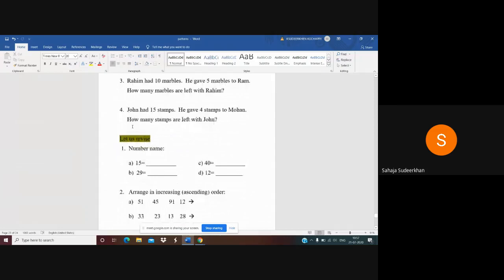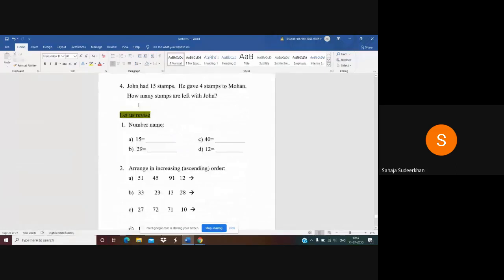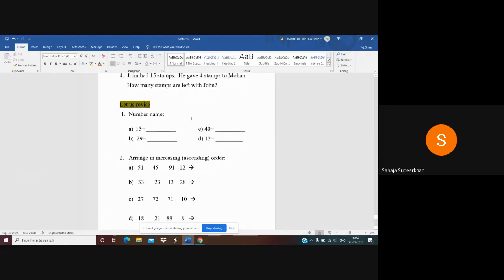Okay, children. Next question is, John had 15 stamps. He gave 4 stamps to Mohan. How many stamps are left with John? So John had 15 stamps. Out of 15, he gave 4 stamps to his friend Mohan. Then how many stamps are left with John now? So you can write the solution here. Okay, children, can you do this? Can you try these 2 questions? Yes, ma'am. Okay, very good.